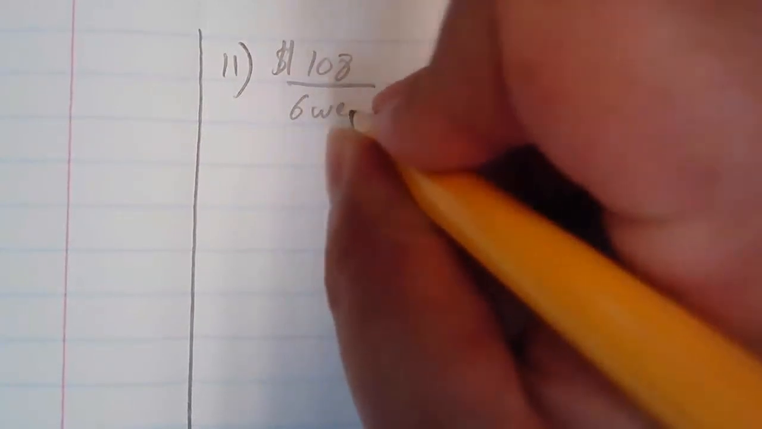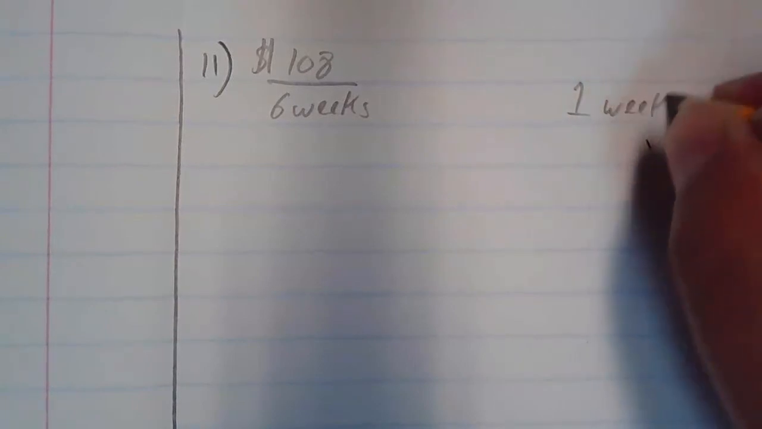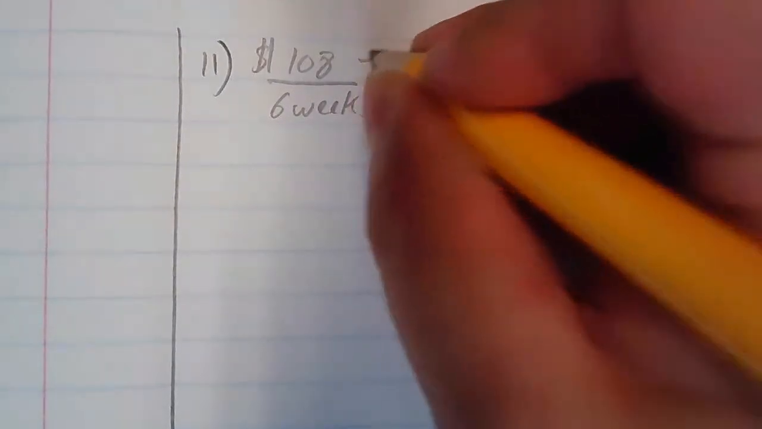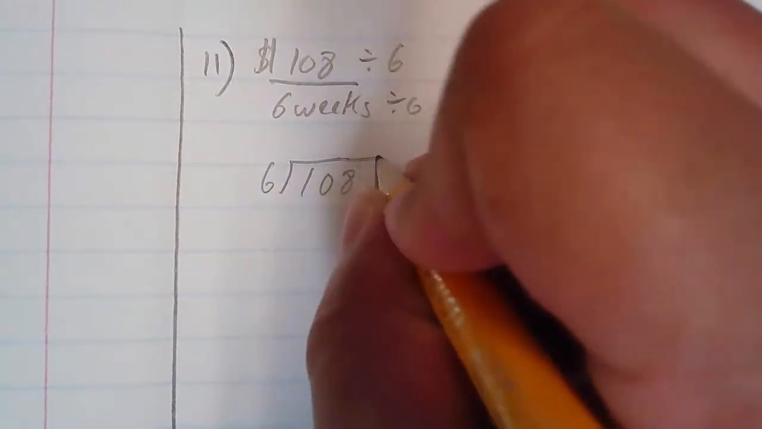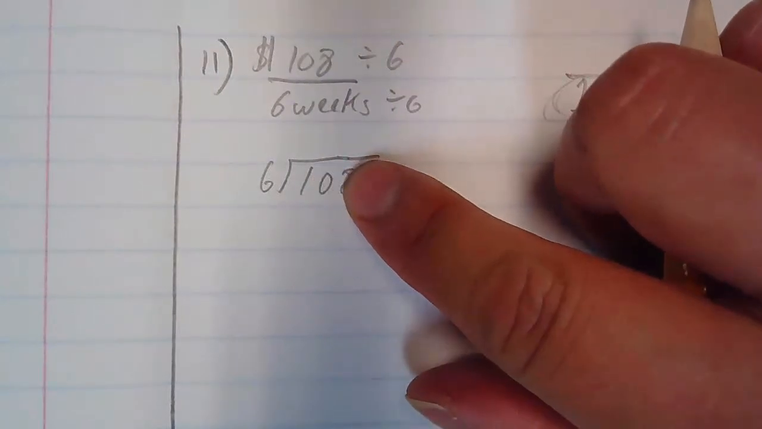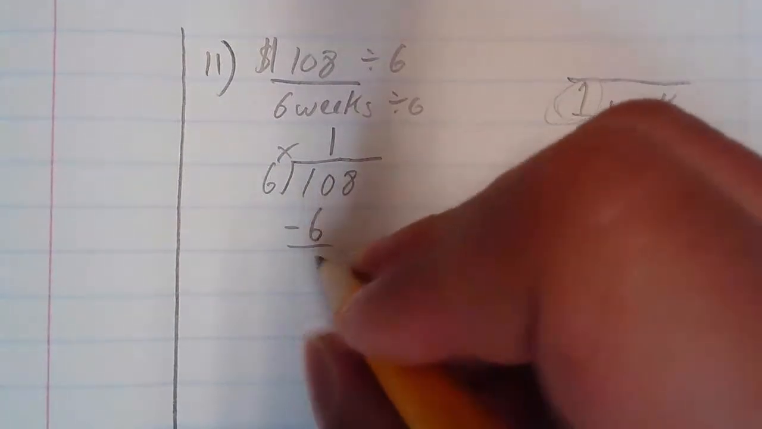$108, 6 weeks. We want to know, how much did this person make in a week? Now we have a unit rate. How much for 1? We're going to divide by 6. Do the same thing for the numerator. I can't make a group of 6 from 1, but from 10, yes. So I can make one group of 6 from 10. 6 times 1 is 6. I subtract. 10 minus 6 is 4.